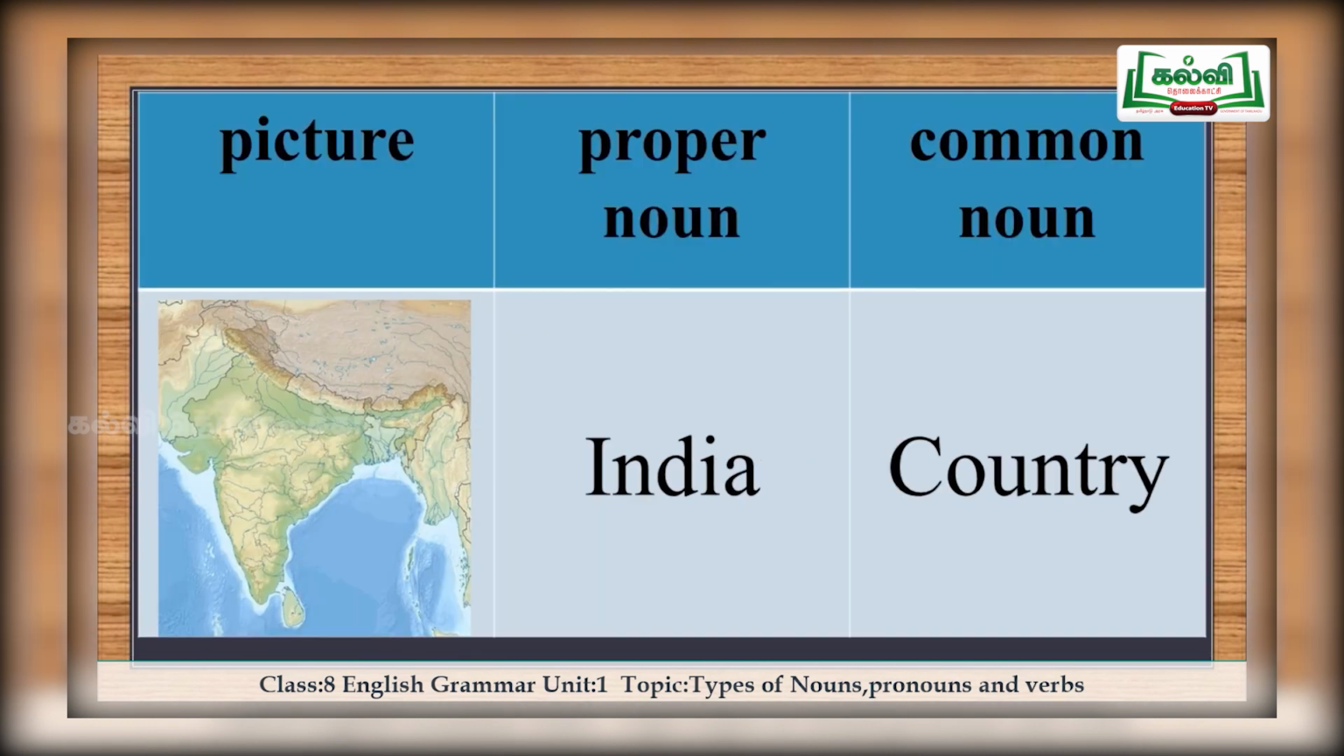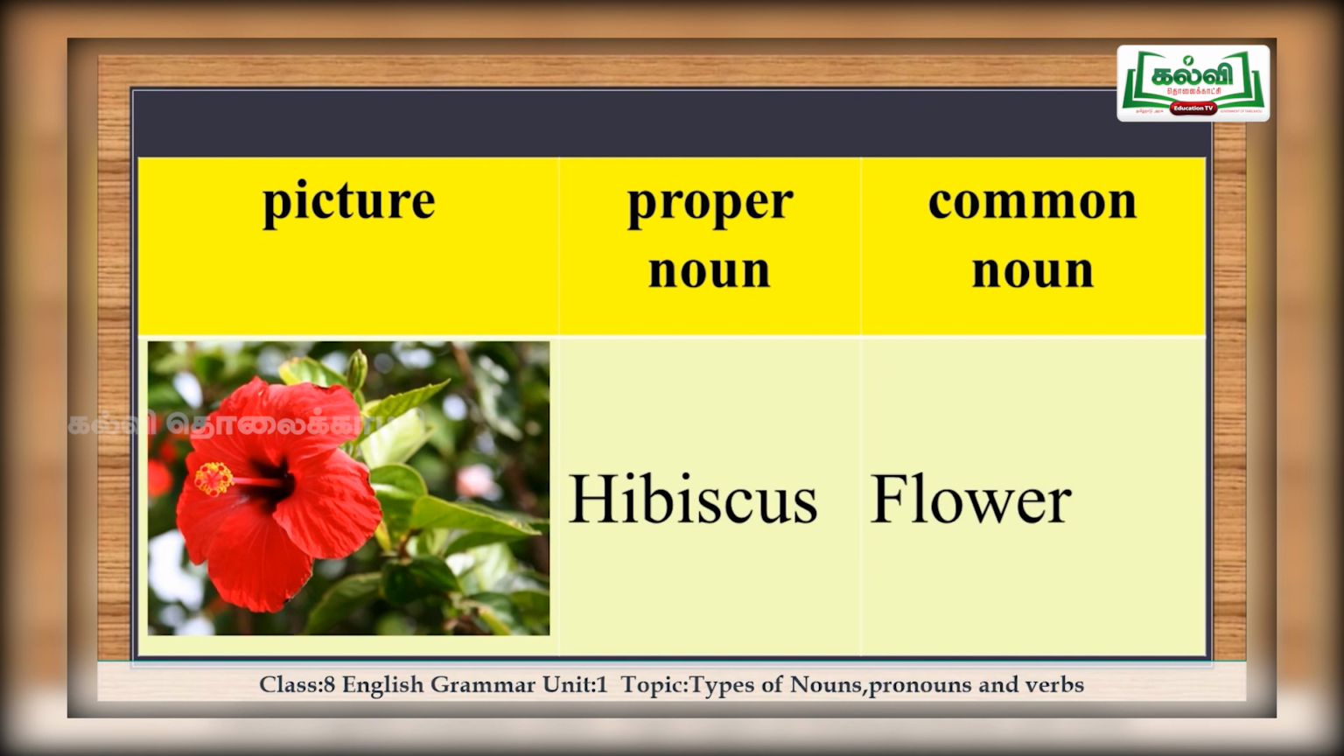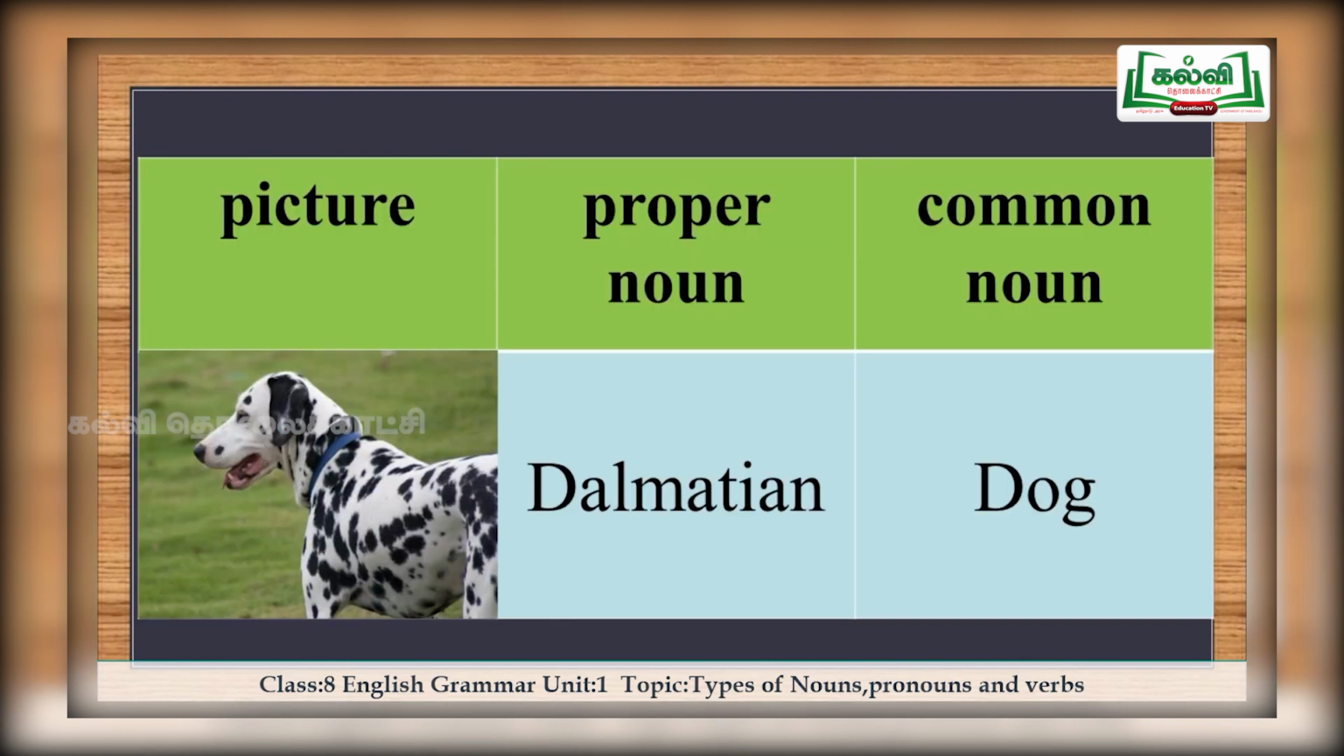Look at the next picture. When you look at the map itself, you will be able to identify which country this is. Yes, it's our mother India. The proper noun is India and the common noun is country. Look at the beautiful flower. What flower is this? Hibiscus. It's a proper noun and the common noun is flower, the common name given to all. Now look at the dog. When you find dots on the dog, you can identify it as a Dalmatian dog. The proper noun is Dalmatian and the common noun is dog.